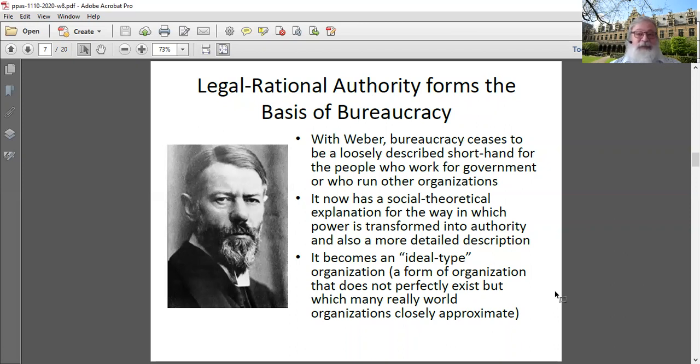Such a description is sometimes called an ideal type. An ideal type organization is a form of organization, a kind of theoretical organization that does not perfectly exist as any real world organization, but which a lot of organizations in the real world closely approximate. So, a theoretical ideal type, there probably isn't any one organization in the world that fits it 100%, but the vast majority of organizations that we claim are described by the ideal type are pretty close fits.